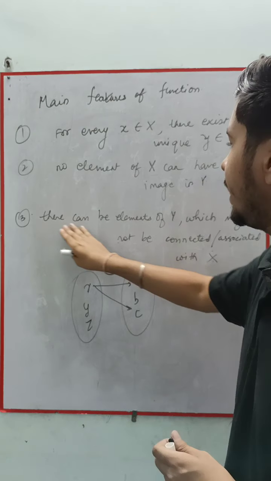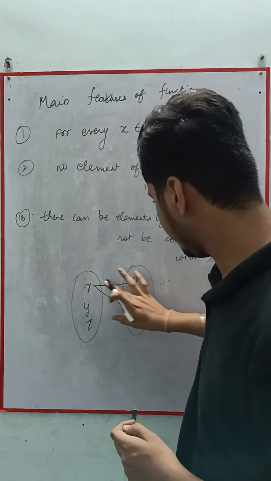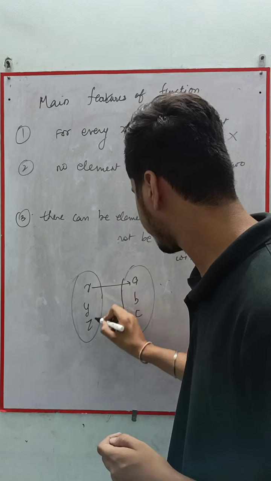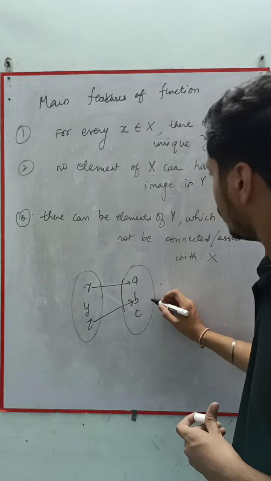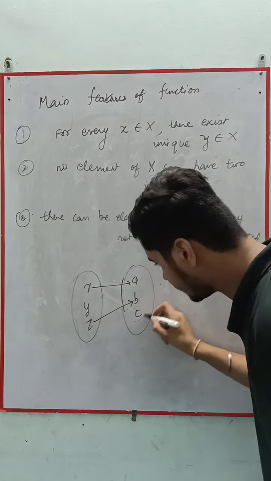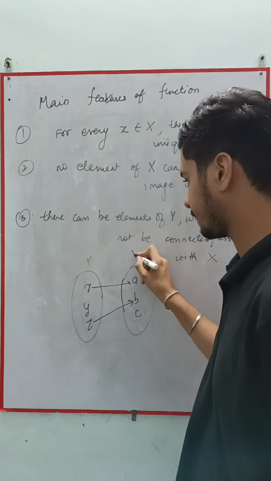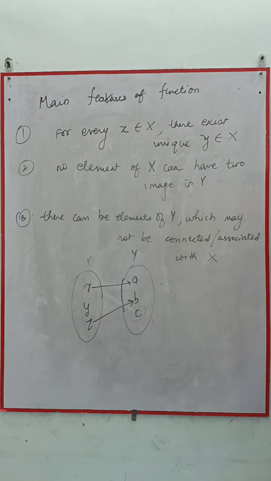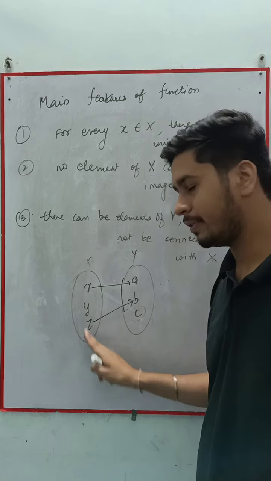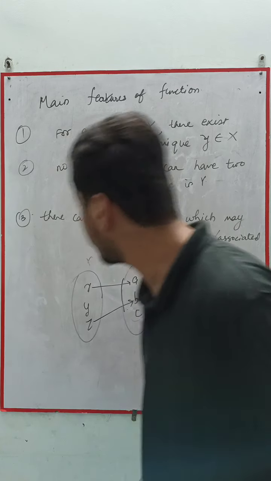Now the third one: there can be elements of Y which may not be connected or associated with X. So if I make a mapping in such a way, there can be elements of Y which are not connected. Can you see this C? This is not connected to any element of this set X. So that is an acceptable thing.